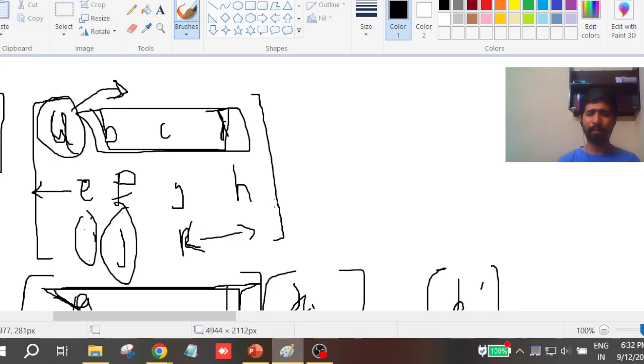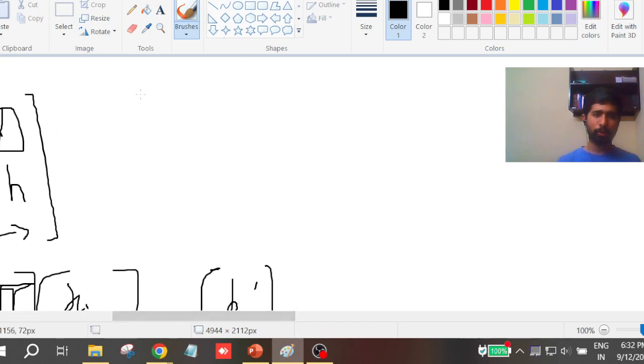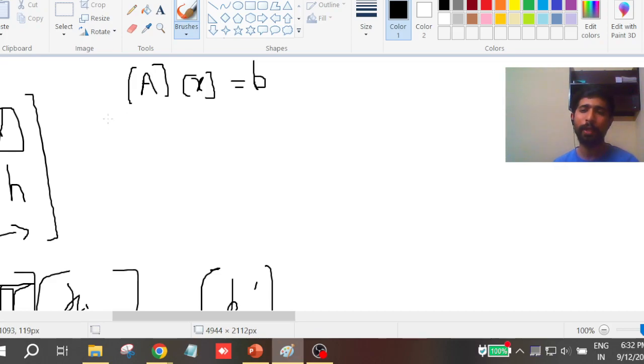Then you have decomposition of the A matrix into L and U matrices. That is called LU decomposition. So you have A into X is equal to B. You decompose the matrix A into a combination of a lower triangular and an upper triangular matrix. That is why it is called LU decomposition. So L into U is equal to B.